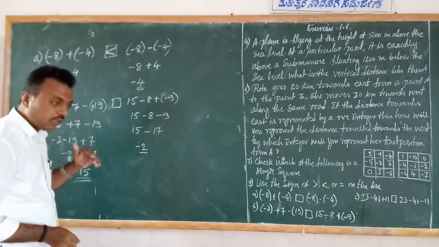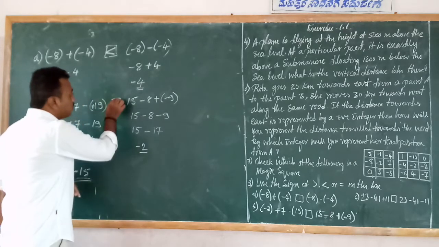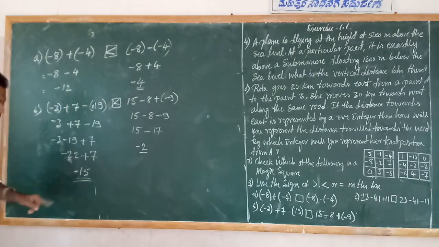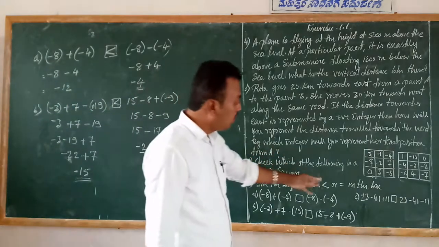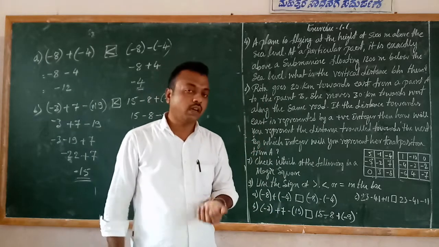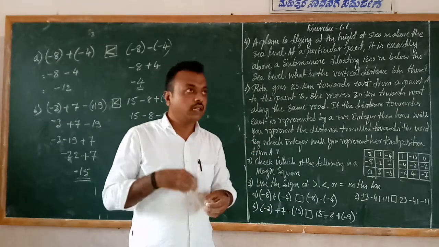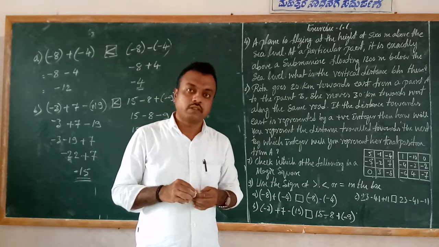So highest negativity, smallest value; smallest negativity, highest value. The smallest negativity is minus 2. So this is the smaller sign. Minus 15 is less than minus 2. Understand students? The C, D, E questions are in your textbook, so you should do them in your room. Okay students, in the next classes we will discuss the properties of integers. Okay, thank you.